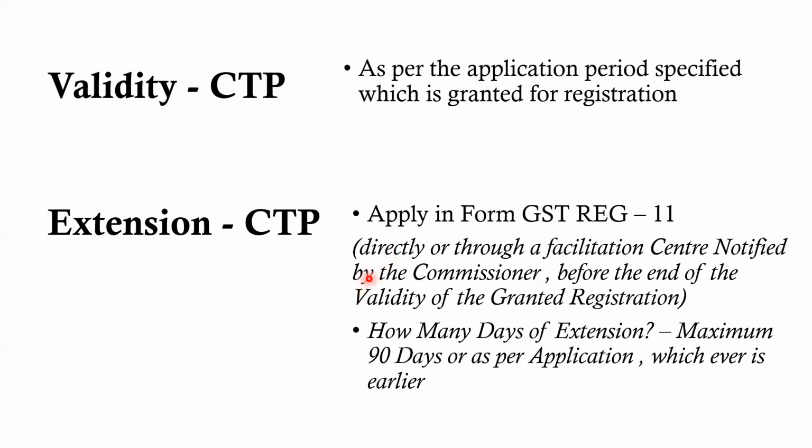So, again, directly or through a facilitation center, notified by the commissioner before the end of the validity of the granted registration. So, for how many days is the extension allowed? Maximum of 90 days, or as per the application by the applicant for the extension period, whichever is earlier, will be approved by the proper officer.